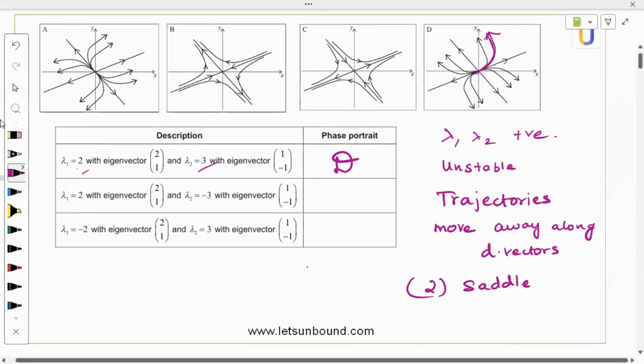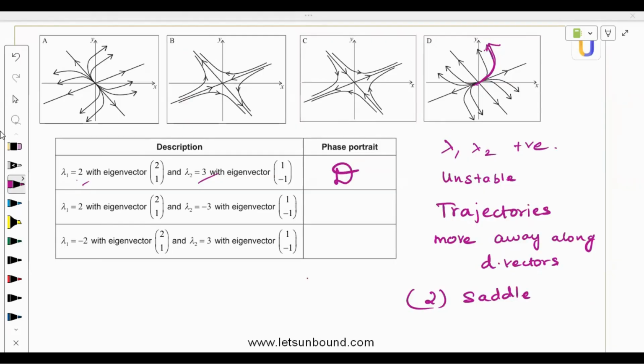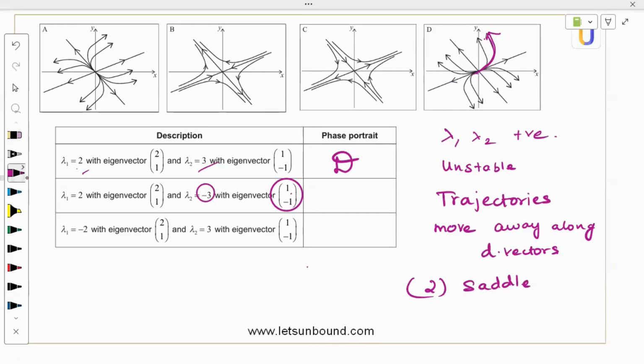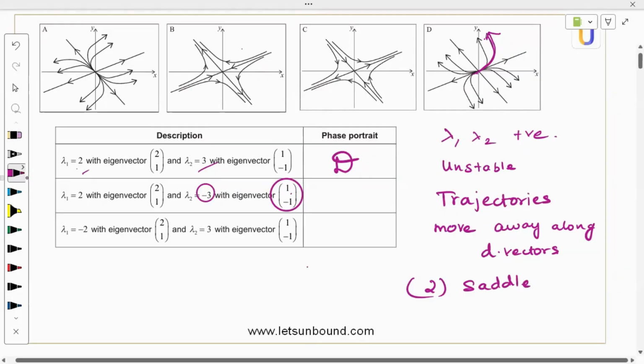It will approach the origin along the stable direction. Stable direction means the trajectory path will go along the negative eigenvalue vector. So this is my negative eigenvalue, and my trajectories will go along this vector (1, -1), where x is 1 and y is -1. With one positive and one negative, there will be a crisscross pattern over here. Now I need to select: B and C are crisscross, so either B or C.